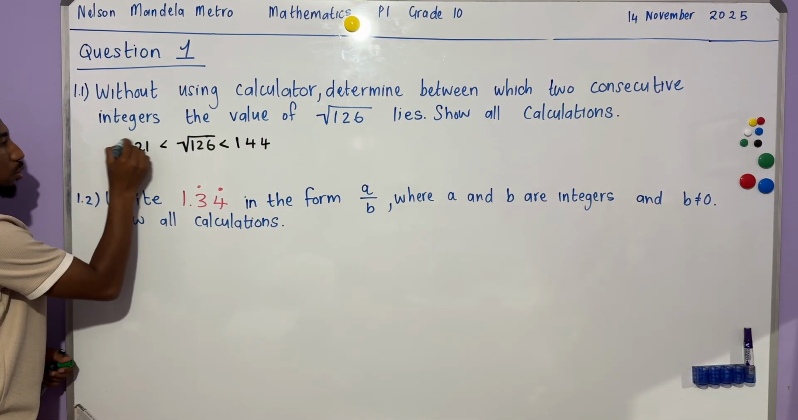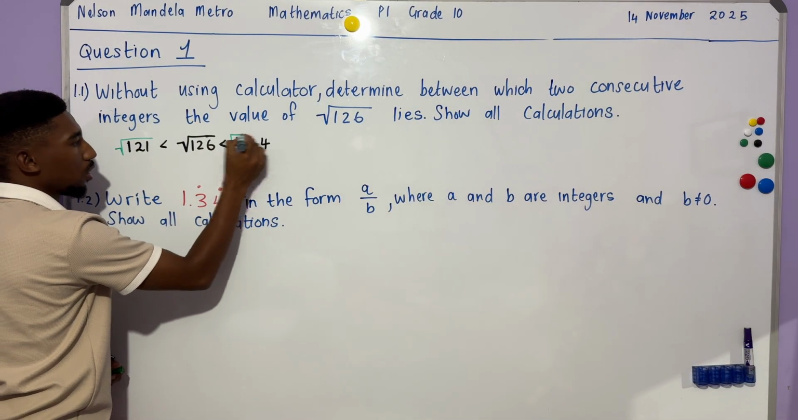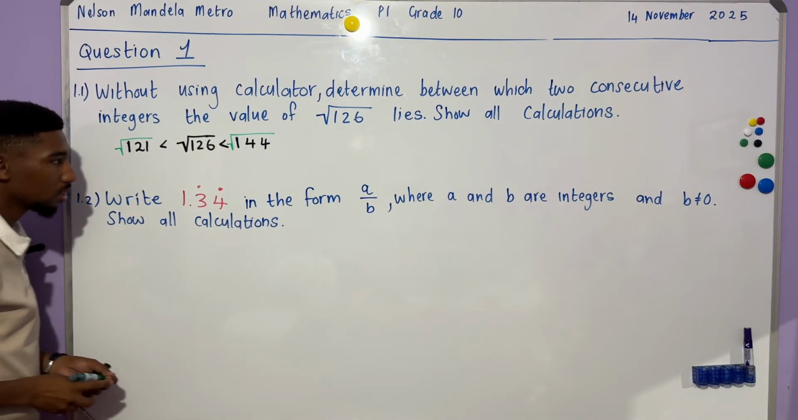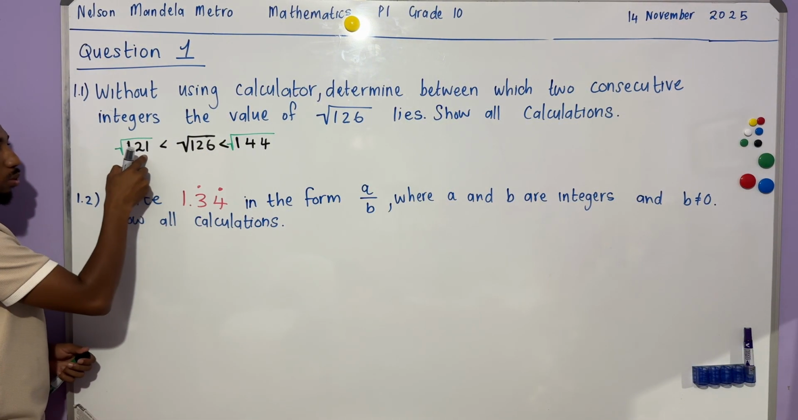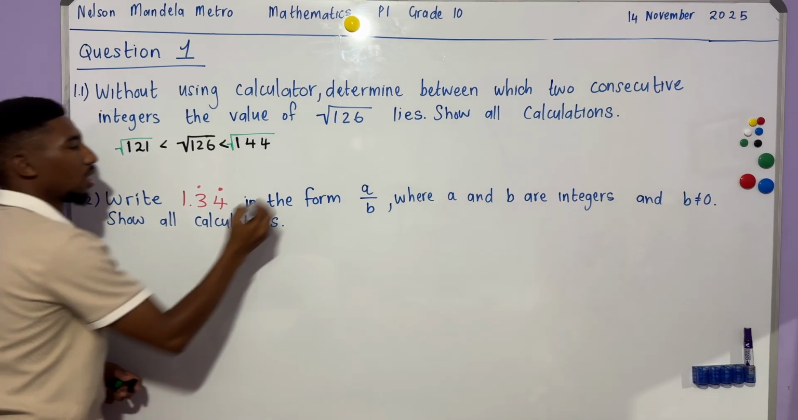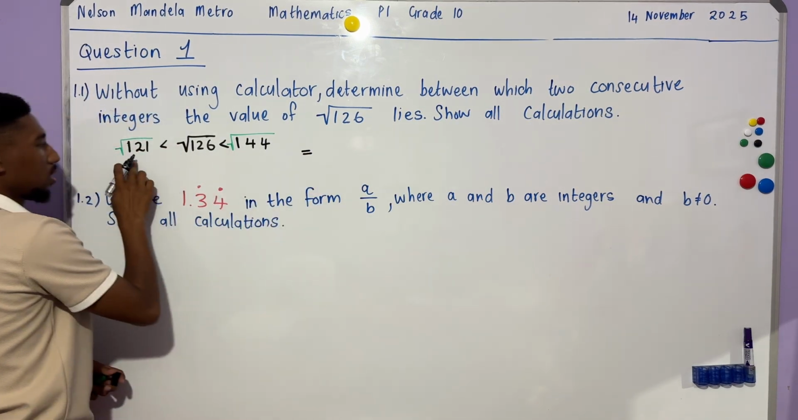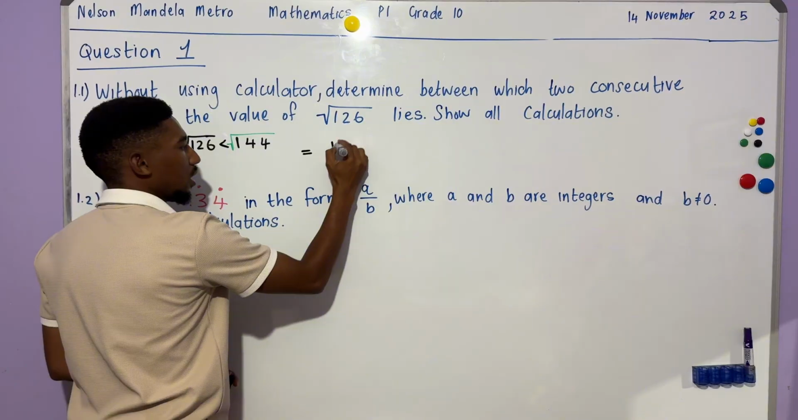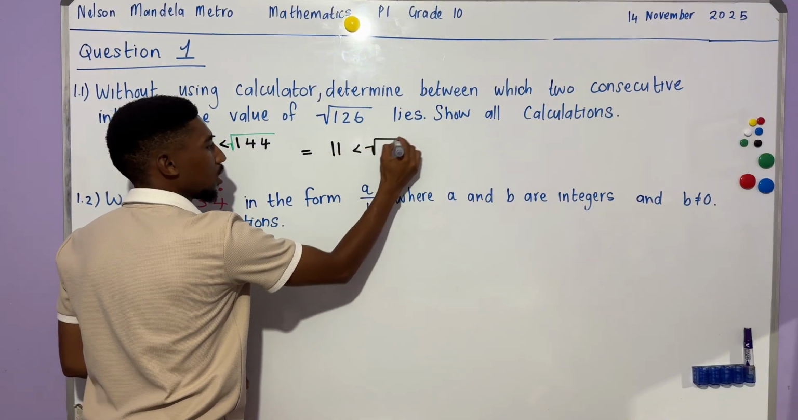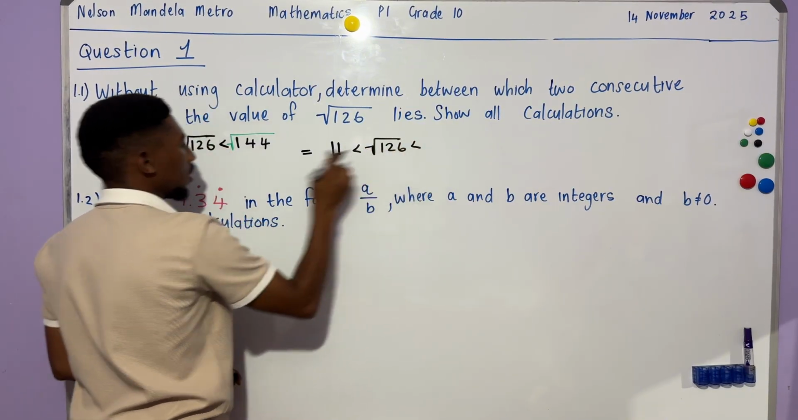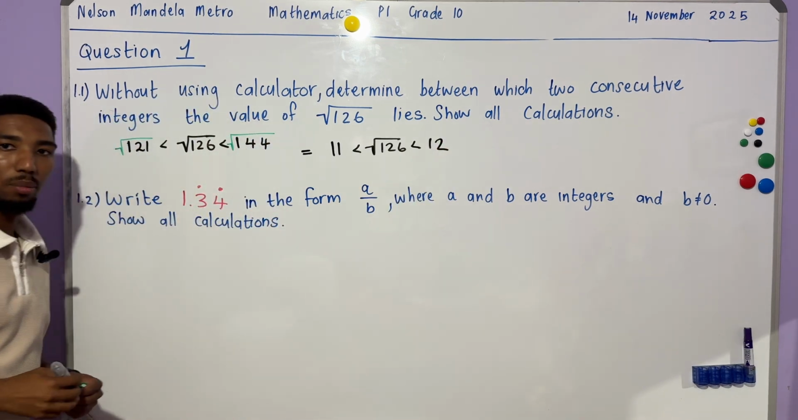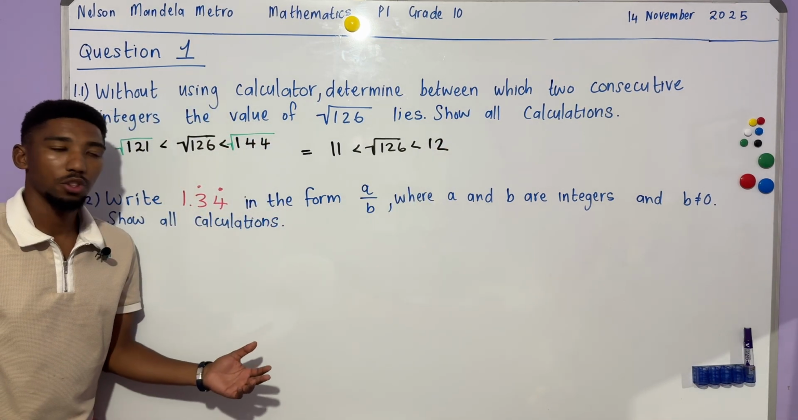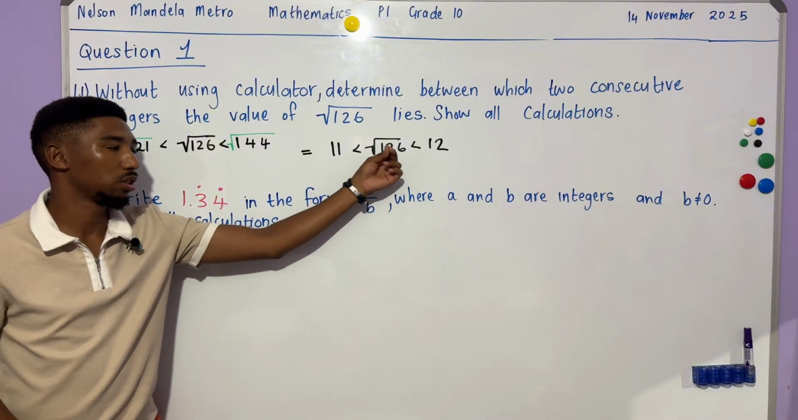Of course, once we find those two, we have to square root the one before and square root the one after. Those are the square number after 126 and the square number before 126. The square root of 121 is 11, and the square root of 144 is 12. Simple as that.